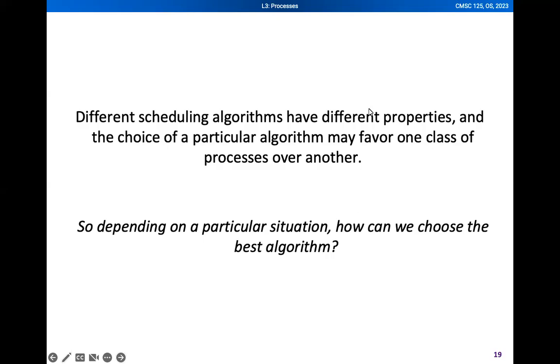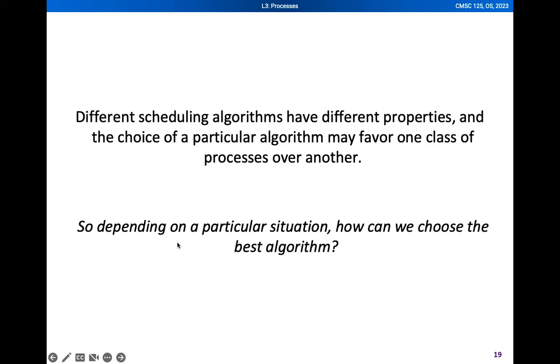In the previous video, we discussed the basic process behavior. In this video, on the other hand, we will discuss some scheduling criteria or metrics to judge which CPU scheduling algorithm would be the best. Different scheduling algorithms have different properties, and the choice of a particular algorithm may favor one class of process over another.